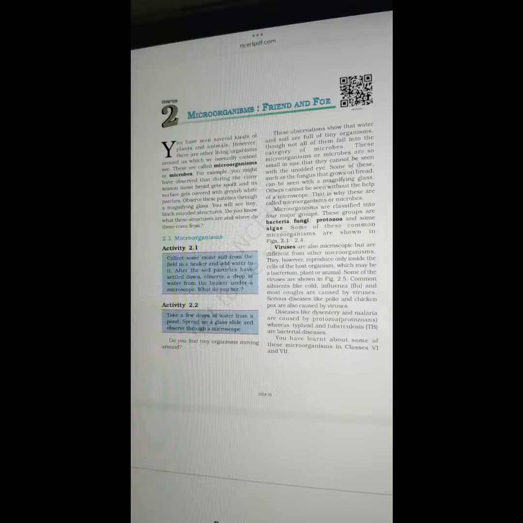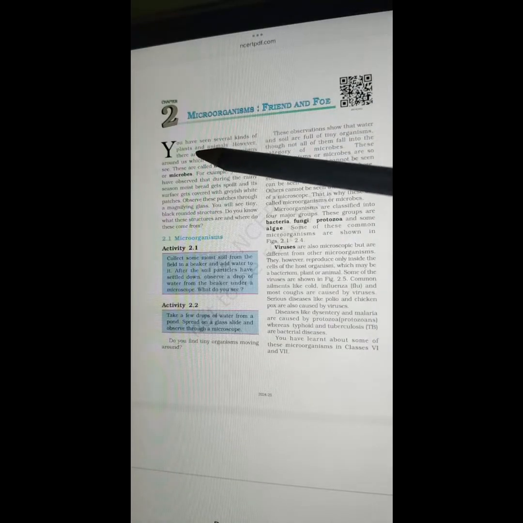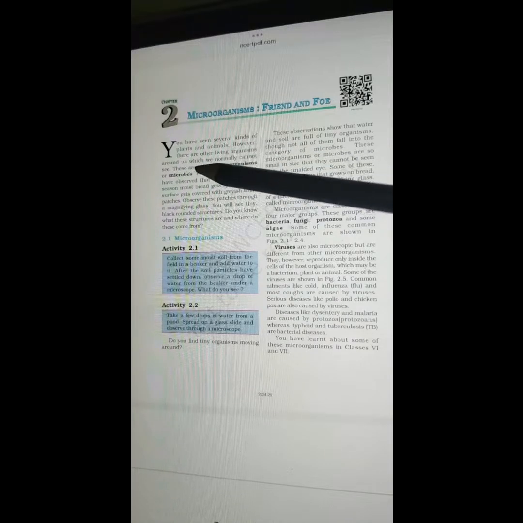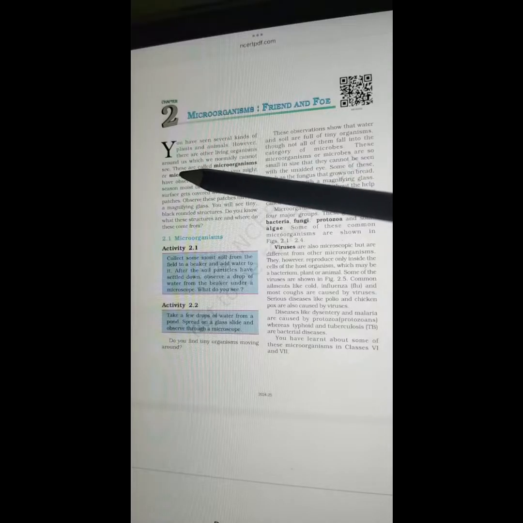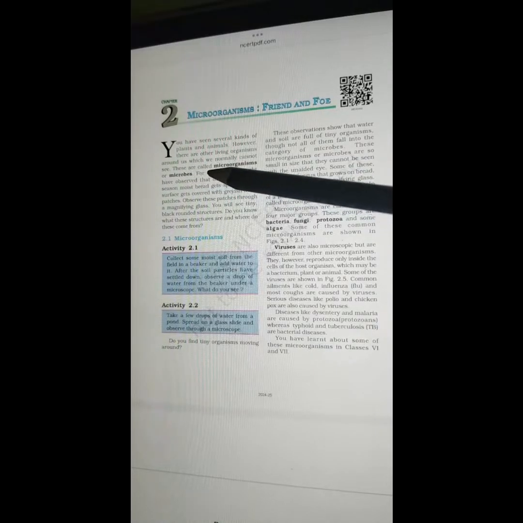I hope the screen is visible and the orientation is also clear now. So let's begin. You have seen several kinds of plants and animals. However, there are other living organisms around us which we normally cannot see. These are called microorganisms or microbes.